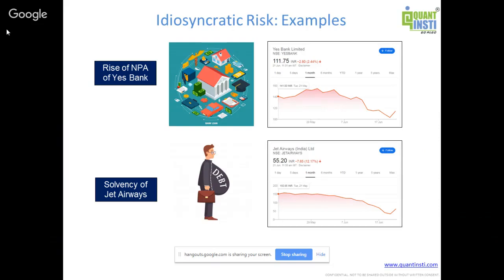At the same time, if you open the price chart for HDFC Bank, Kotak Bank, or for that matter any other stocks, they won't be impacted by this particular thing, the rise of NPA of Yes Bank.